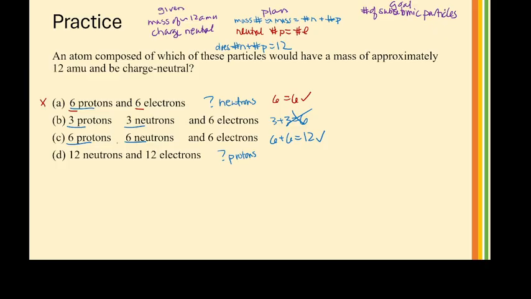So this is a no. And then 3 protons and 6 electrons: 3 does not equal 6, so this is a no. We already knew it was a no from the first part. But 6 protons and 6 electrons, 6 equals 6. This one looks to be my correct answer, just to rule it out.